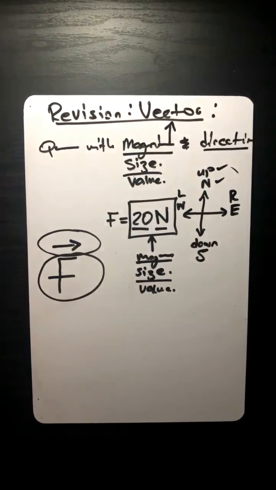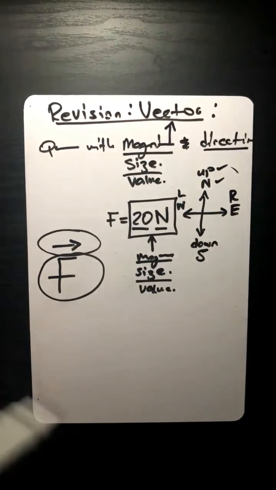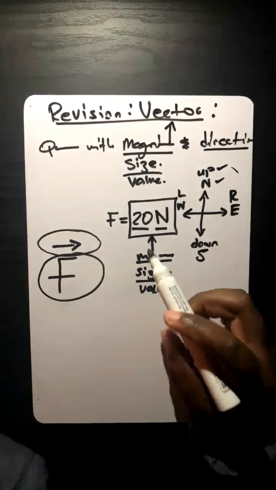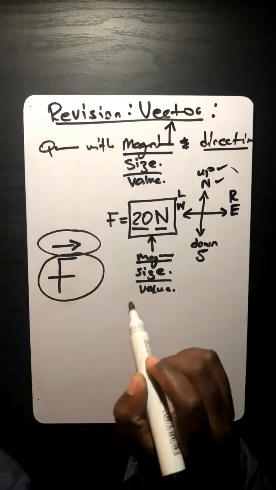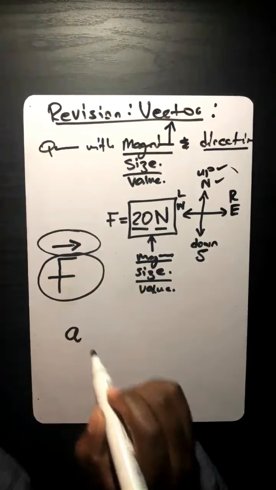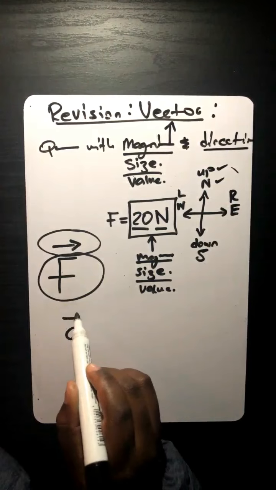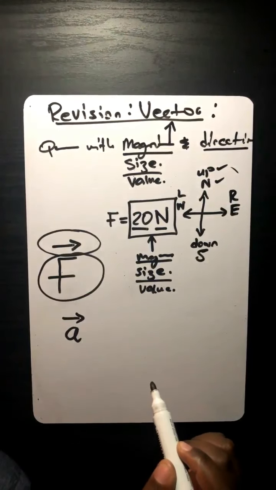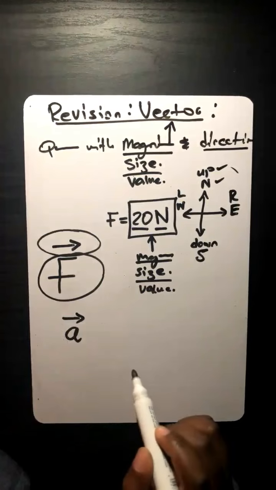Guys, is there an example of a vector quantity? Yes. Acceleration, sir. So, if we've got acceleration, then we can represent it like that to say this is a quantity which has a type of, what is it? It's a vector. She says it's a vector quantity.